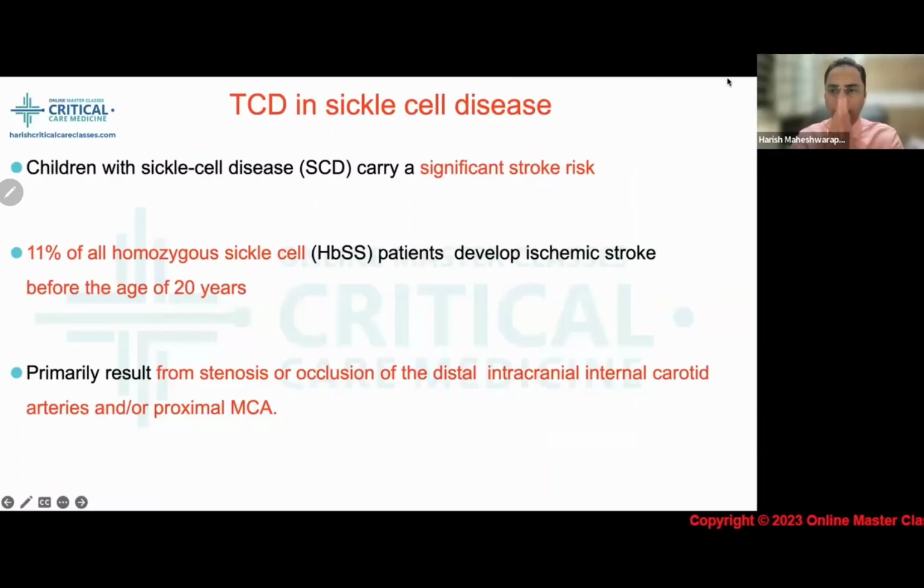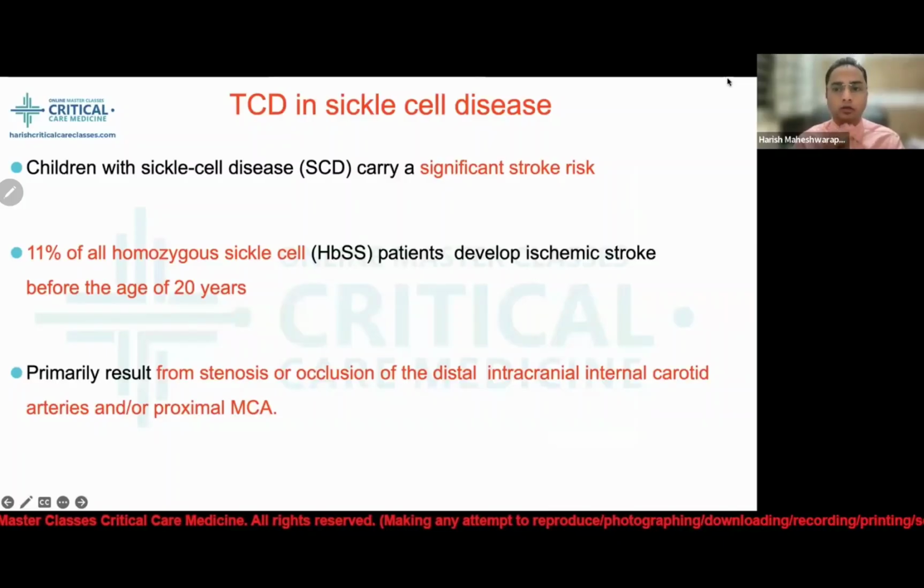We have a good pediatric hematopoietic stem cell transplant unit. Sometimes they request, "Sir, can you do TCD on our sickle cell patient?" So I used to do the TCD in sickle cell patients. Children with sickle cell disease carry a significant stroke risk.